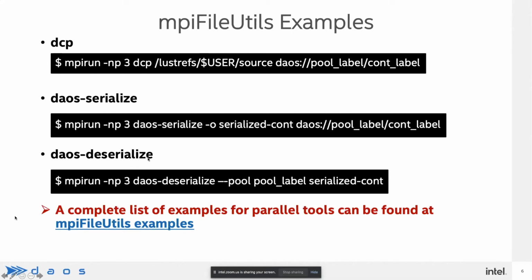Once you're ready to import the data back into DAOS, you use the deserialize tool, where you need to specify a pool that the container will be deserialized to, and then the directory where the HDF5 files are contained. There are some more examples in the documentation at this link too.